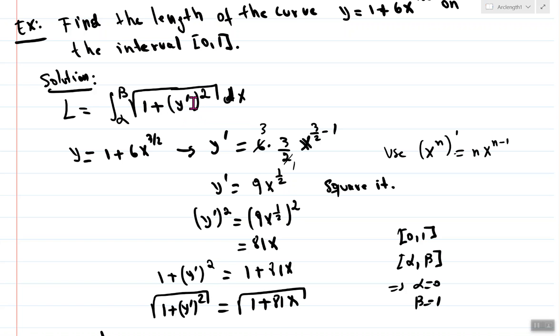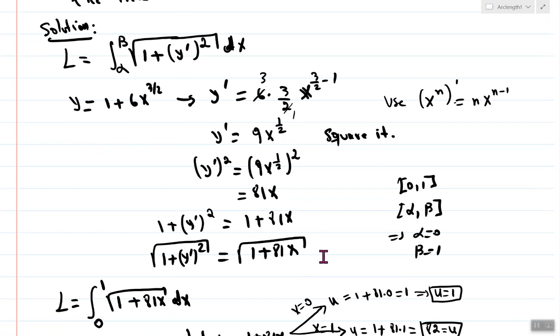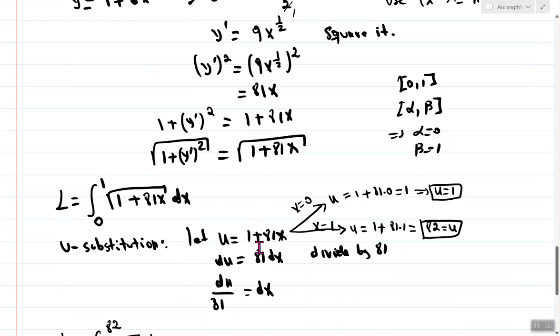The formula says to square y prime. When you square 9, you get 81. When you square x raised to a half, you get x. And the formula says to add 1 to the result, so we get 1 plus 81x. And then we take the square root, so we get the square root of 1 plus 81x. The interval 0, 1 means alpha is 0 and beta is 1. So we say that L equals the integral from 0 to 1 of the square root of 1 plus 81x dx.